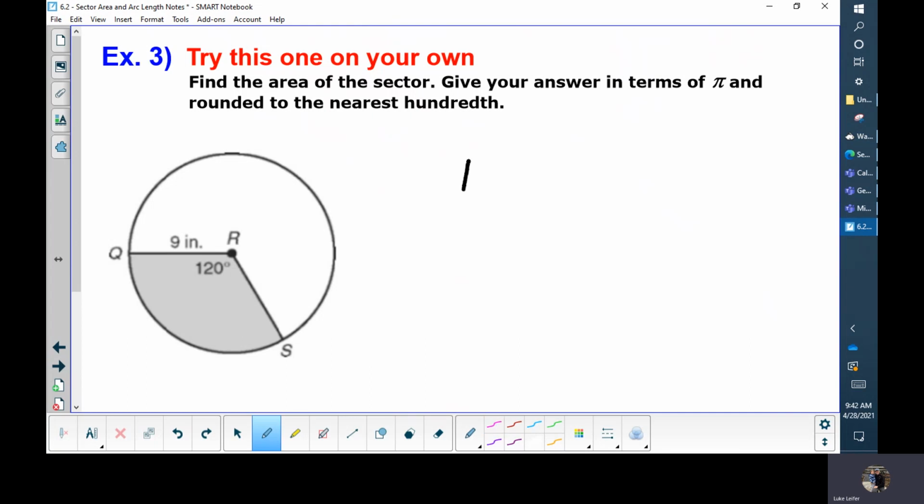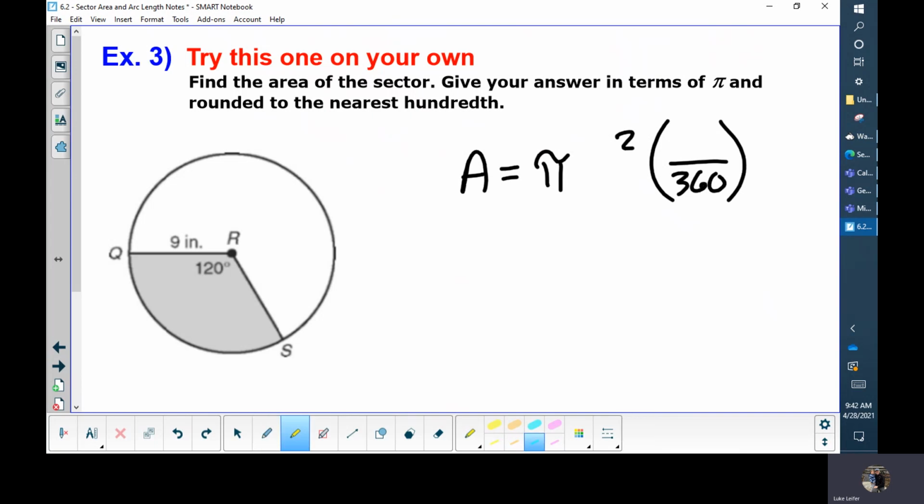So area equals pi. I'm going to go ahead and square my radius. I'm going to plug in something here in the numerator. Okay, so my radius goes in the square part, so I'm going to put a 9 right here. And I don't care about all 360, I only care about 120 degrees out of that 360. Okay, so I'm taking a piece of the pi. Now, I'm going to let the calculator do the tedious work for me, okay?